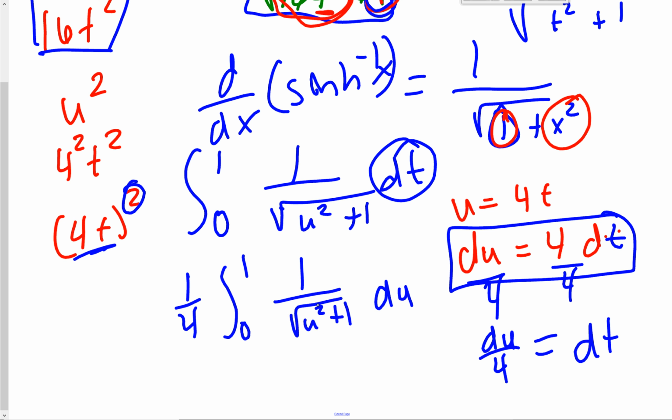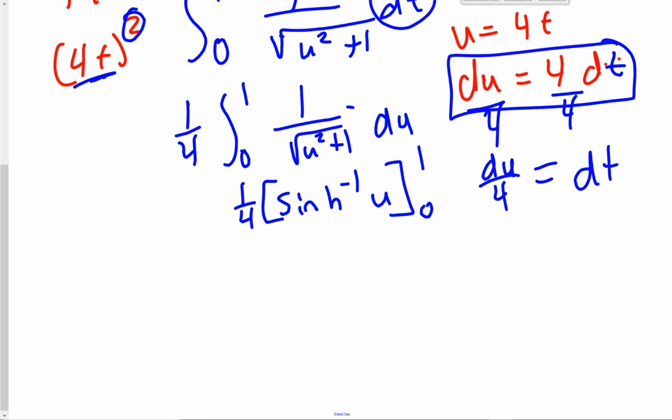Now I can take the integral, because I know what this is now. This is inverse hyperbolic sine of u from 0 to 1, and times 1/4. So now I can actually substitute back in what my u is, which is just 4t. Zero to 1 times 1/4.